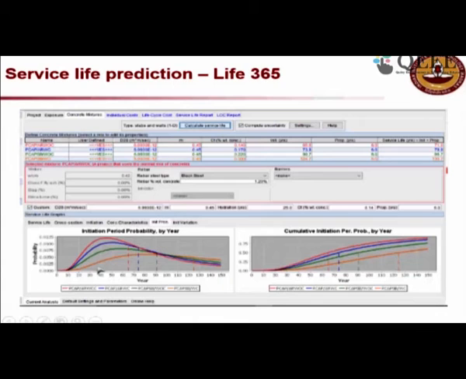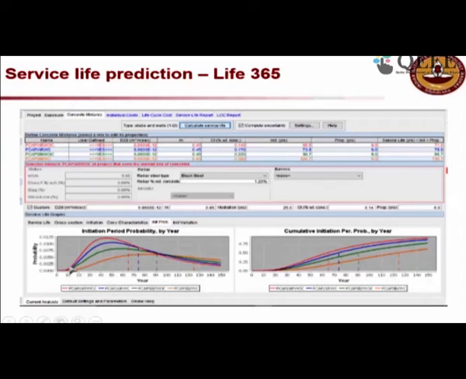Anyway, the idea is that based on all this information, we can estimate the initiation time. For example, these curves show the initiation time in a probabilistic manner, not in a deterministic manner.